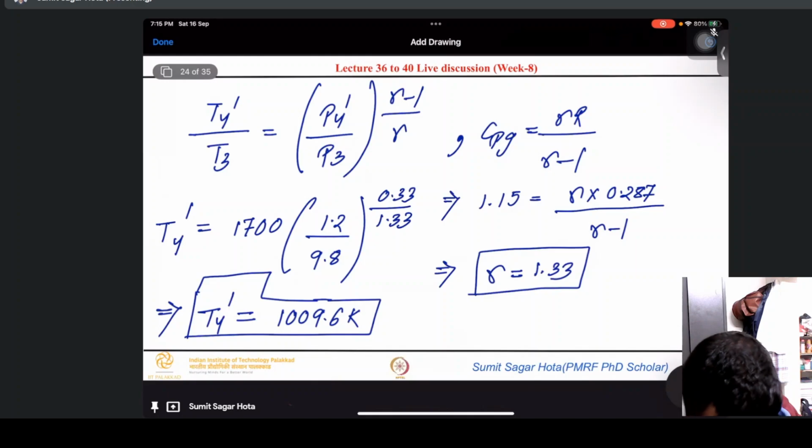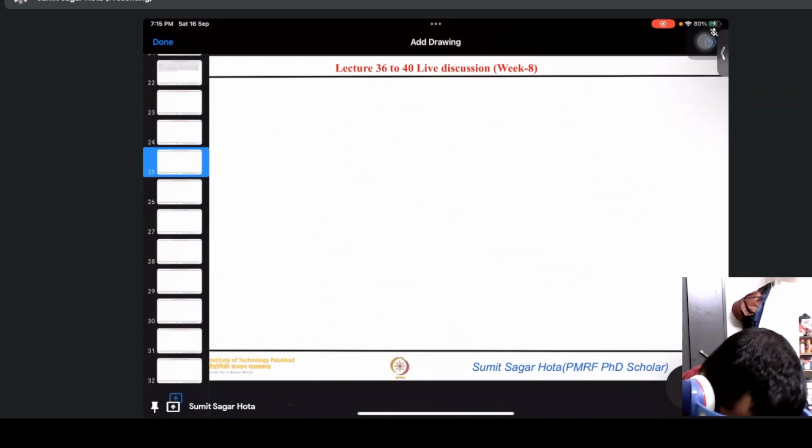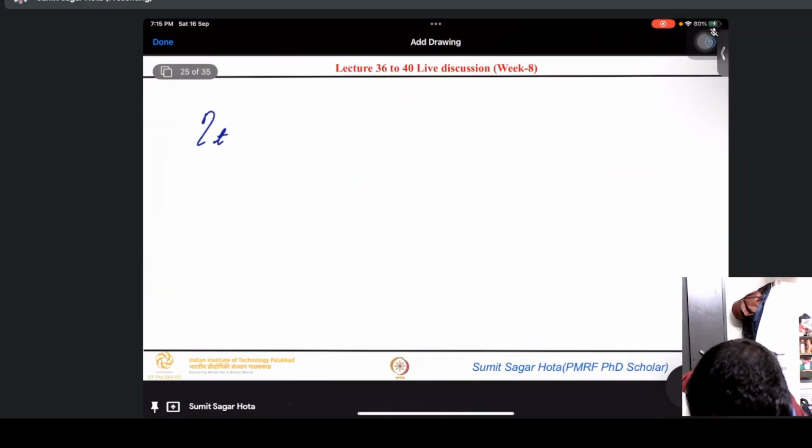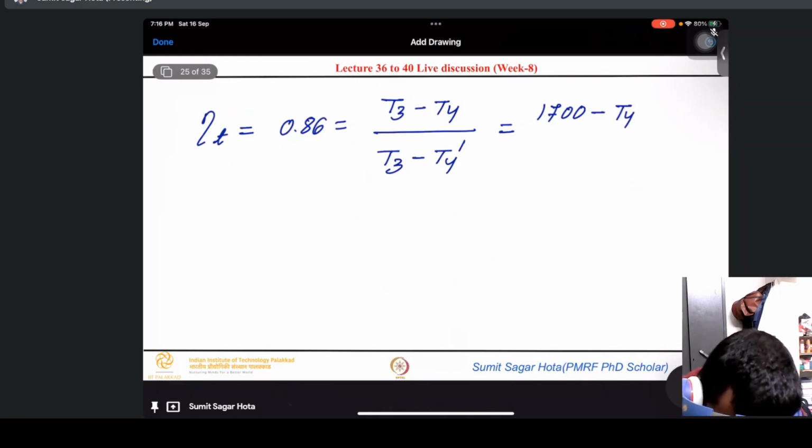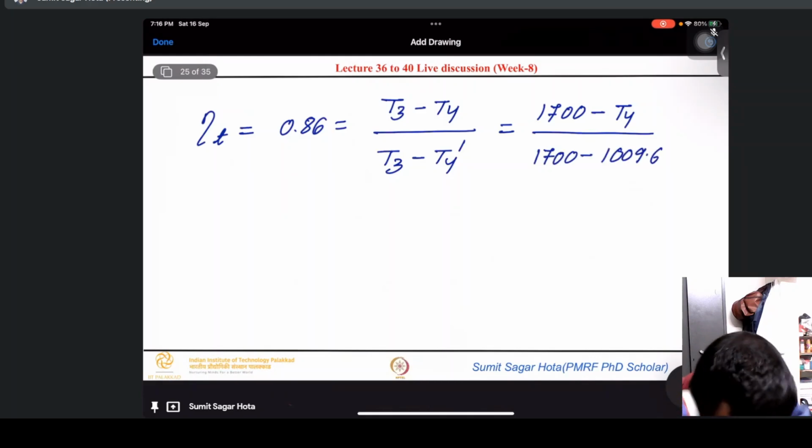Okay, what is turbine efficiency? 0.86 is equal to T3 minus T4 divided by T3 minus T4 dash, which is equal to 1700 minus T4 over 1700 minus T4 dash. Okay. So now what is your T4? 1106.3.